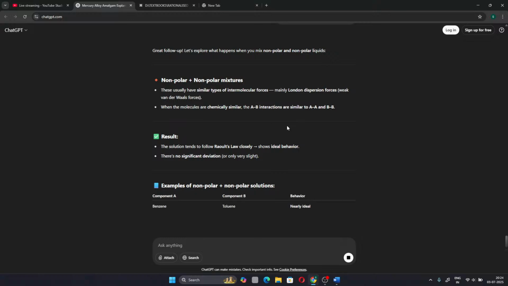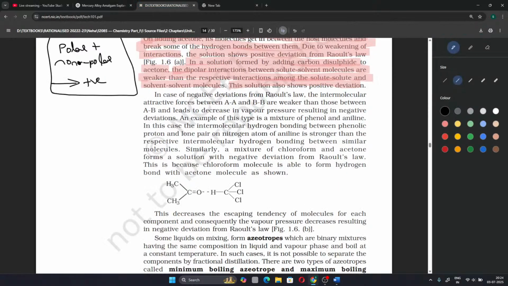Weak van der Waals forces. These show, as I said before, ideal behavior. There are not much significant deviations. In carbon disulfide, which is non-polar, and acetone, the solution also shows positive deviation.